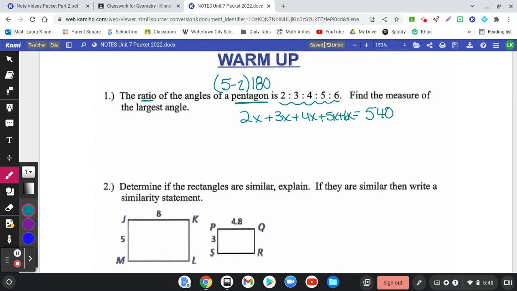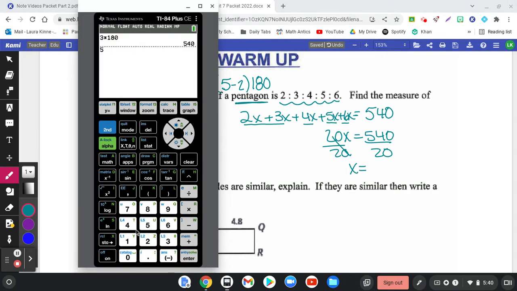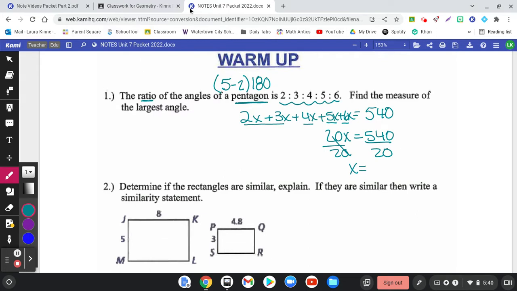All right, so we'll add those all up. So we have 5 and 10, and then another 10 would be 20x equals 540. To get x by itself, we can divide both sides by 20. If you don't know what it is, go to your calculator. That's what it's there for. 540 divided by 20. 27.